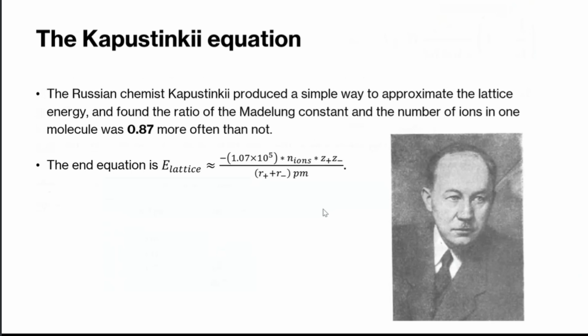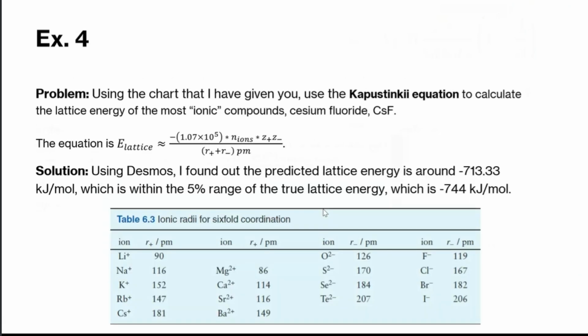And using some calculations, the end equation is that the energy of the lattice is approximately equal to the negative of 1.07 times 10 to the 5 times the number of ions times the charges. And overall of that, we have the ionic radii added up together. Now, this is a simple approximation, and generally it gets to a 5% range, honestly, in my experience. This is mainly just plug and play.